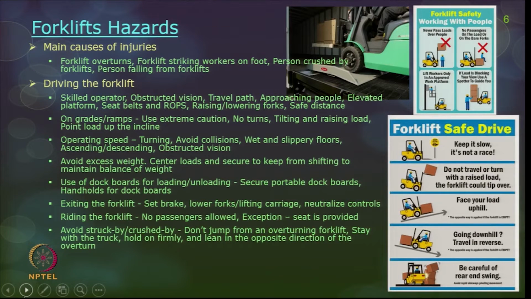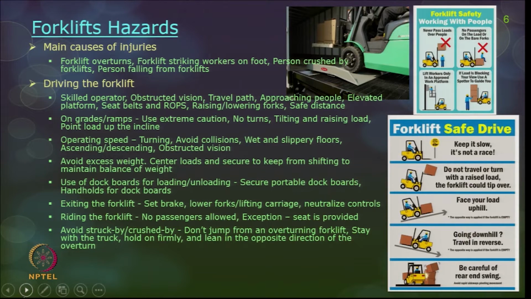Driving a forklift, only a skilled operator is supposed to operate. Whenever there is obstructed vision in the passage of the forklift, you should have a bystander worker or a person who is away from the forklift to help channelize the movement of forklifts in the construction sites. Travel path, approaching people, elevated platform, when raising or lowering forks, keep a safe distance between the other materials and other machinery in the site.